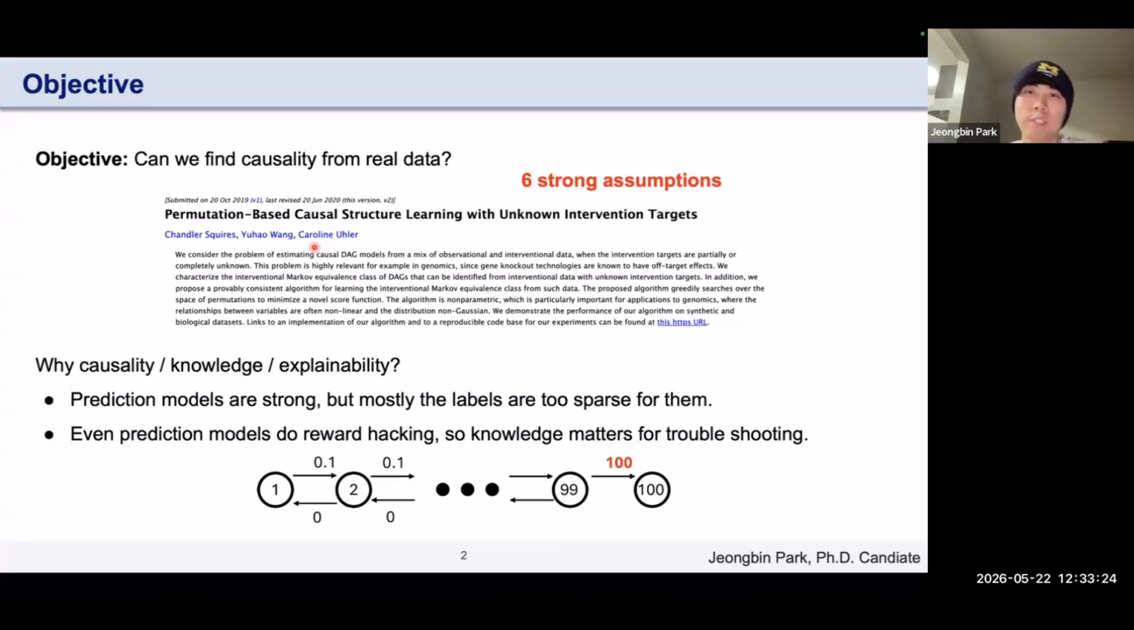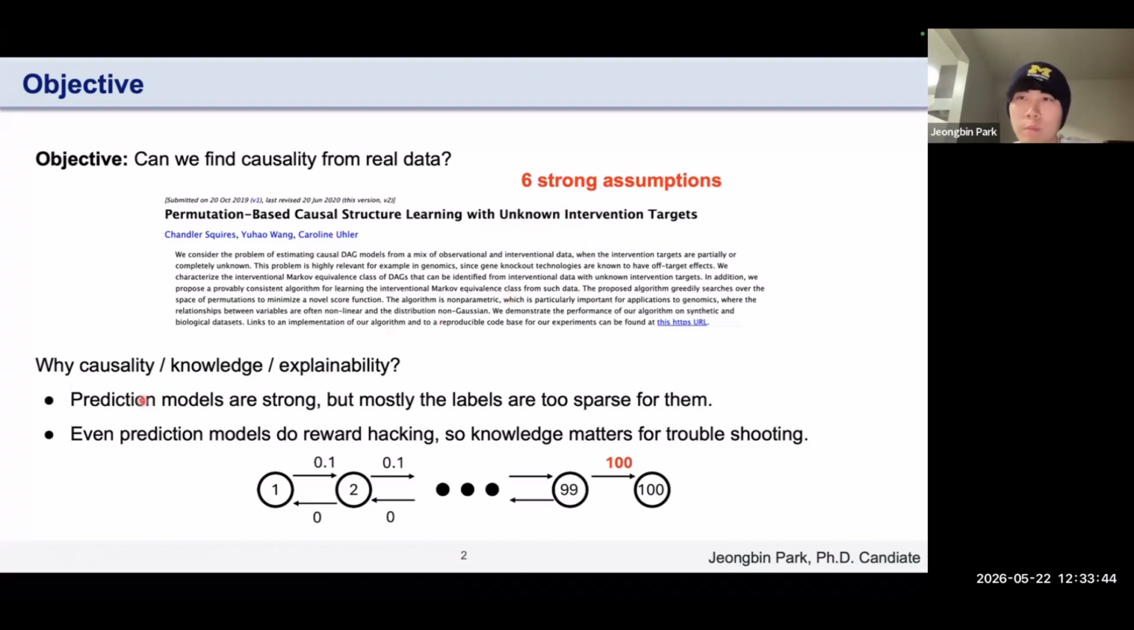We could find 6 strong assumptions which are not biologically feasible, so we cannot that easily use this principle for causal inference. I will also mention how we alleviate those strong assumptions for real applications.